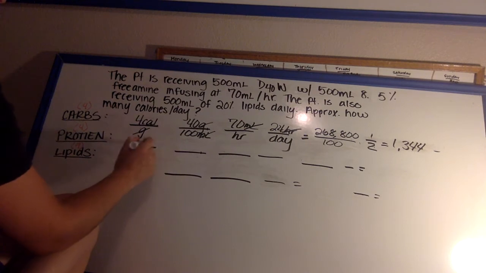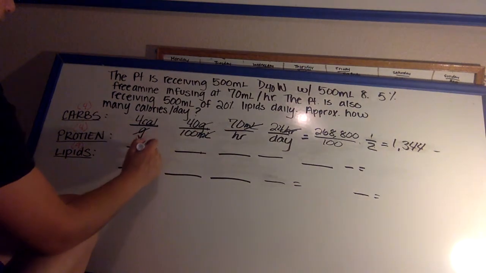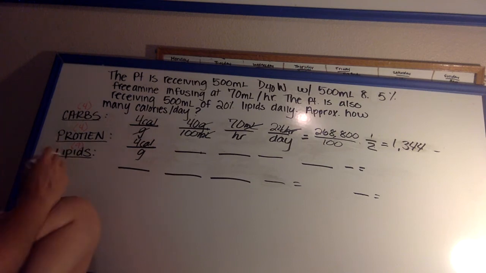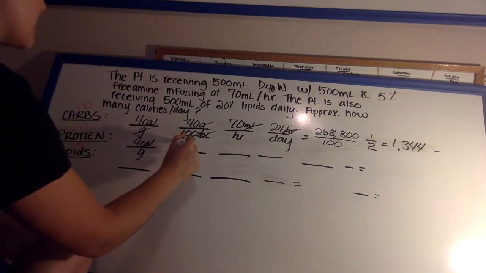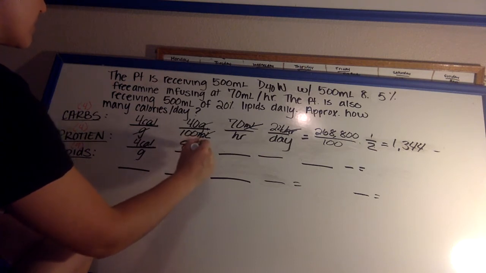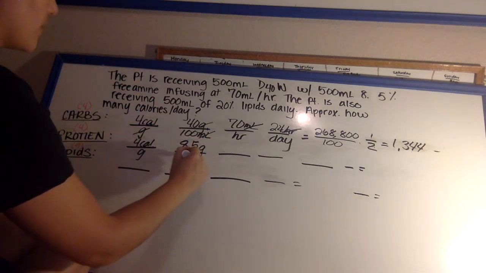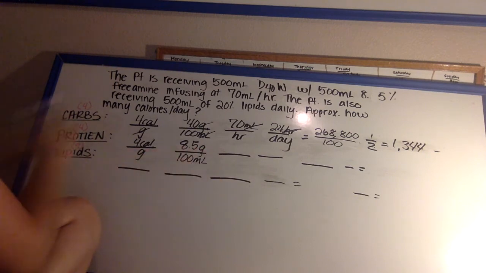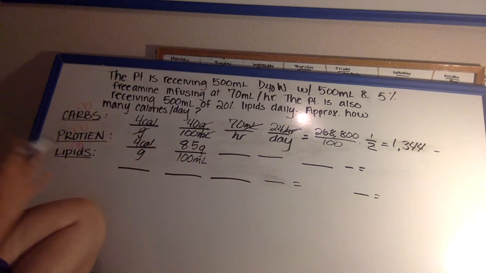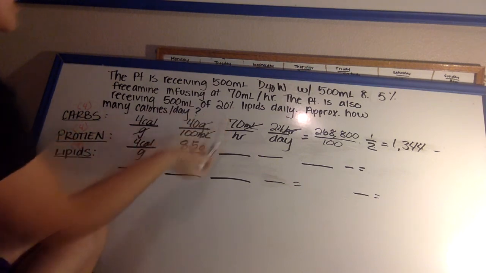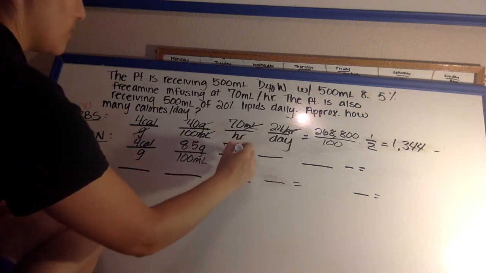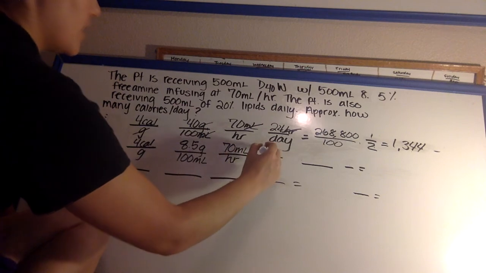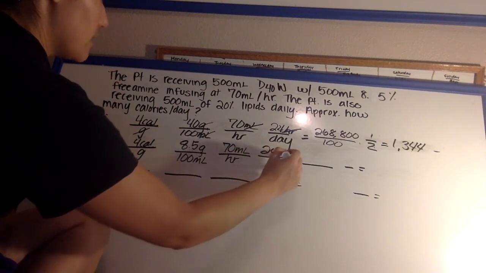Same concept here, okay? I already know I'm going to start with 4 calories per gram. And I have 8.5% free amine, okay? So don't worry about percentages and converting and whatever. All you need to do is just take that piece up there and plug it in here. Remember, we always want to just put our 100 milliliters on the bottom. So voila, wham bam, thank you ma'am. And look, it's infusing at the same rate as the carbs because they're both in the same bag. So at 70 milliliters per hour. And we already know this part, we have 24 hours in a day.